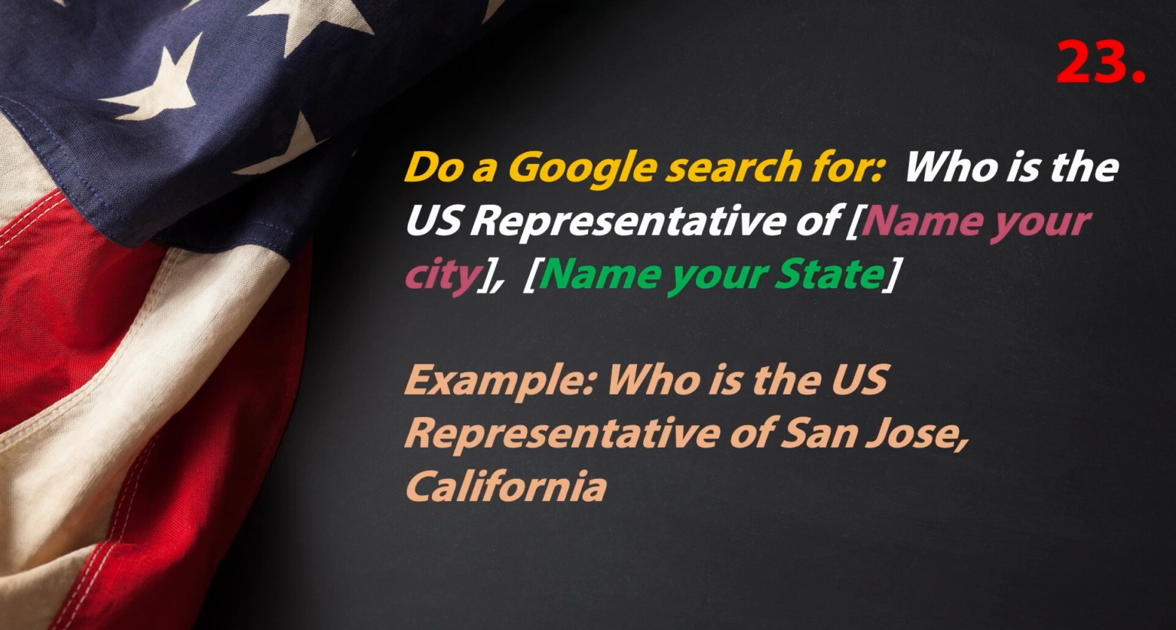You have to supply more information than just your state when you do your Google search. So, unless you already know who your representative is, here's what you need to do. Go do a Google search, and you can see the question there that you can type in, who is the U.S. representative of, and then name your city that you're living in, comma, and then name your state. For example, who is the U.S. representative of San Jose, California? And then that Google return would be the name of the representative for that city in California.